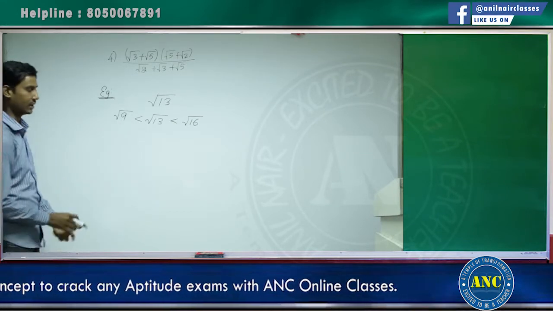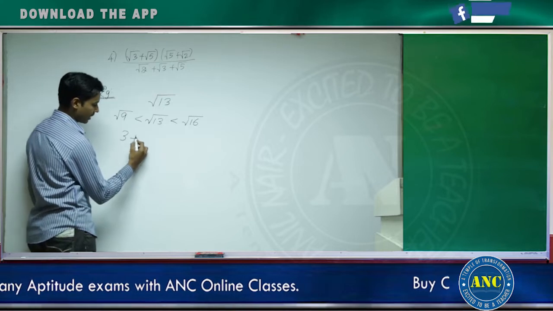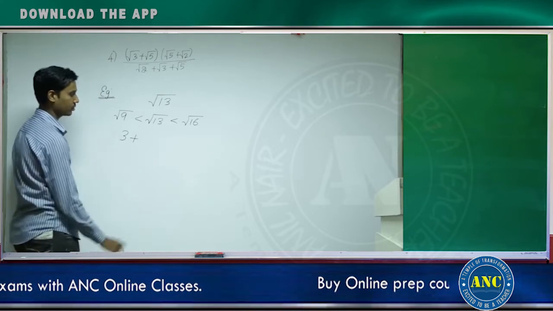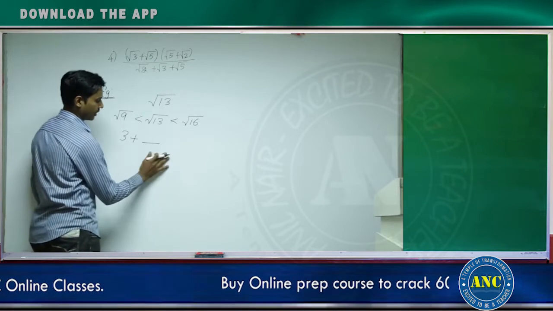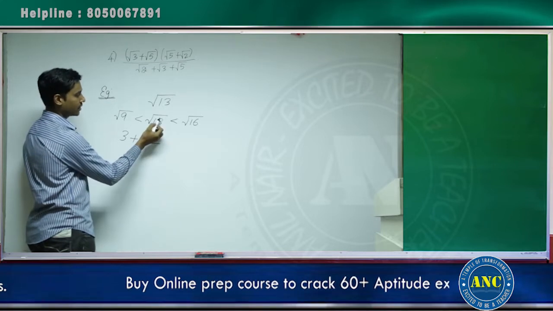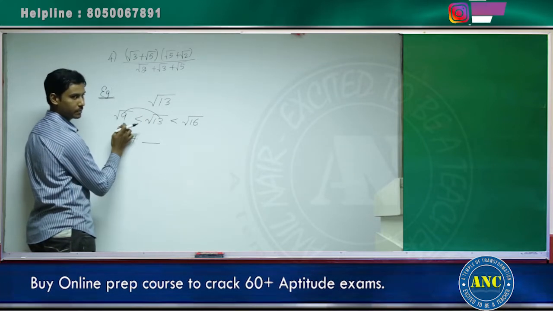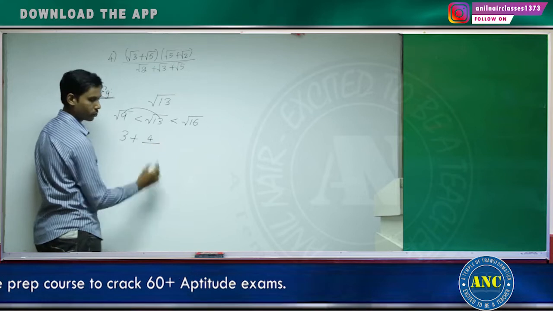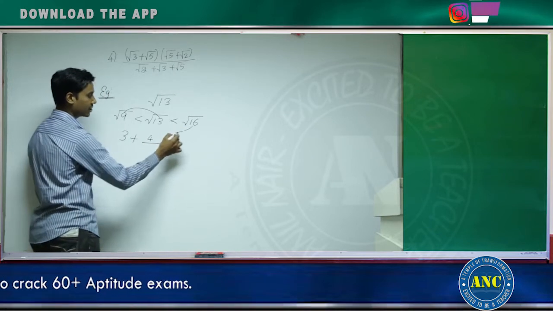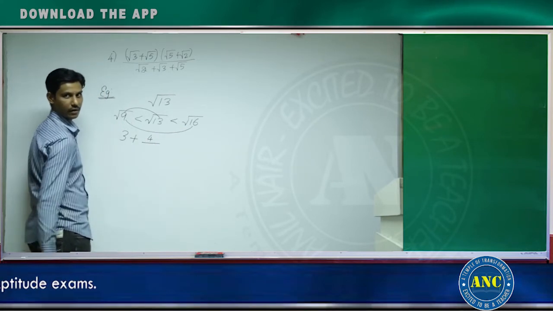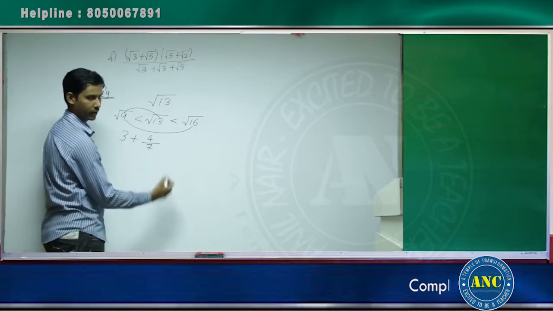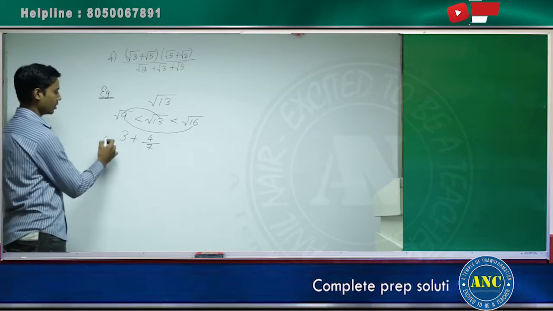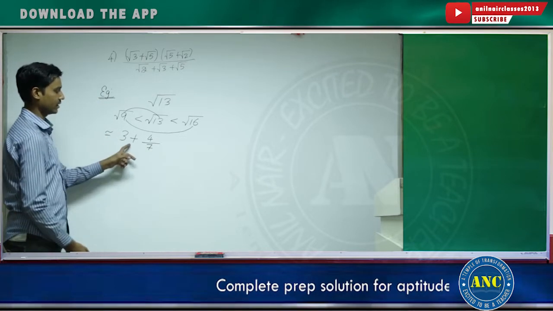It should be more than 3. It should be 3 plus something. Write down 3 plus something. Now listen to this carefully. What is that something? This something is nothing but, what is the difference between 13 and 9? 4. Write down 4 in the numerator. What is the difference between 16 and 9? 7, right? Write down 7 in the denominator. That means your approximate value of root 13 is 3 4 by 7.